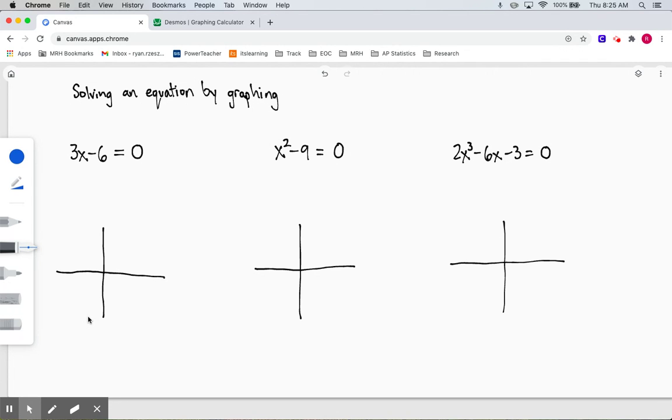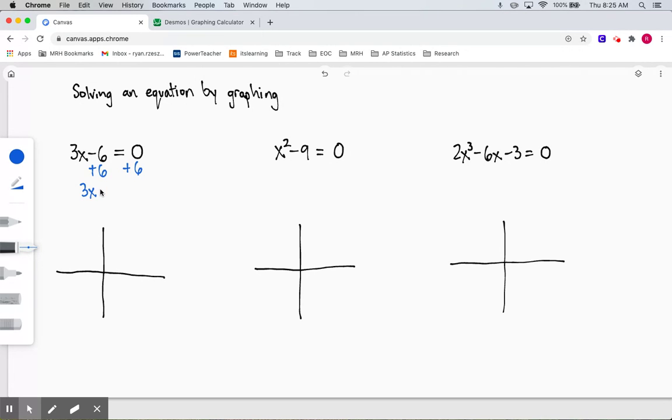So, in this lesson, we are going to learn a really important connection between the graph of an equation and the solutions to the equation. I'm starting out on this first problem with a really simple linear equation. Say I wanted to solve this equation for x. Well, you all know that we would need to add the 6 over to the other side.